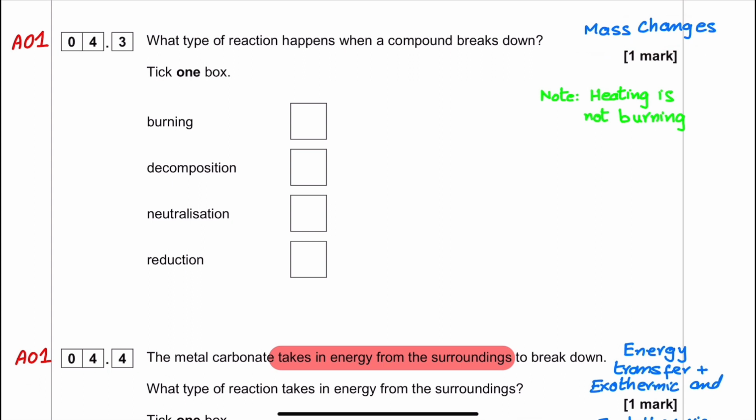So this process happens due to heating. It is not burning. The process which happens here, in which a metal carbonate decomposes into metal oxide and carbon dioxide, is called thermal decomposition. Here the option given is decomposition.